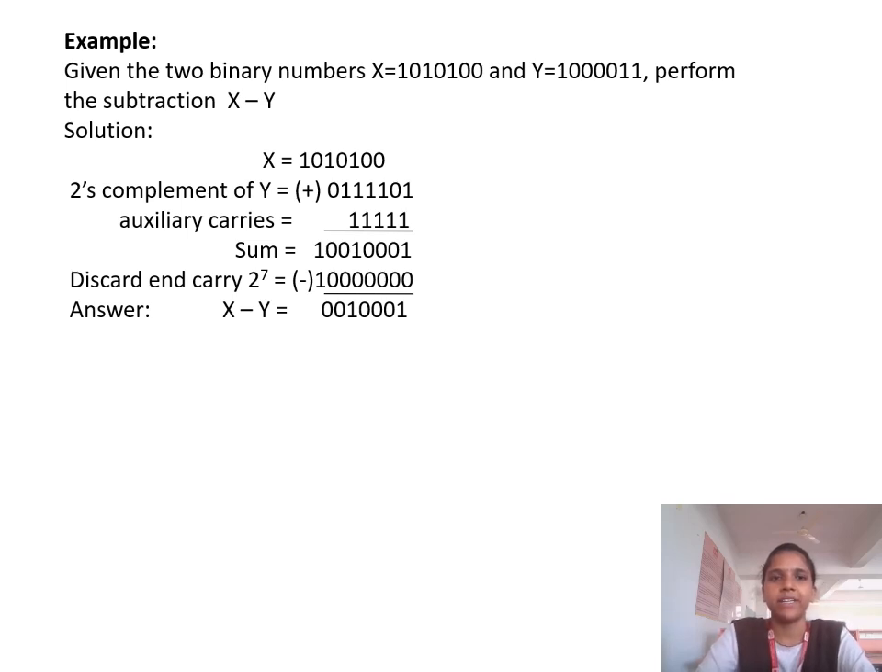Given the two binary numbers, X is equal to 1010100 and Y is equal to 1000011. Perform the subtraction operation X minus Y. To perform the subtraction operation, we take the 2's complement of Y and the sum is equal to 10010001. Discard the end carry, then we get 0010001. This is how we perform subtraction operations using complements. Thank you.